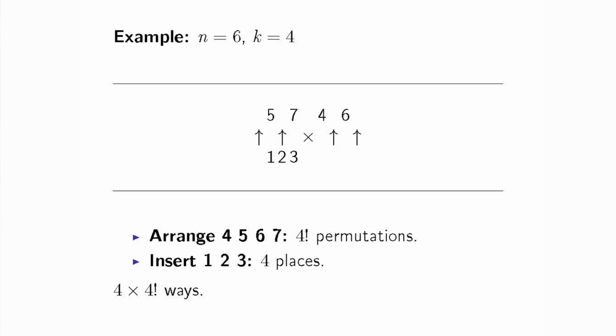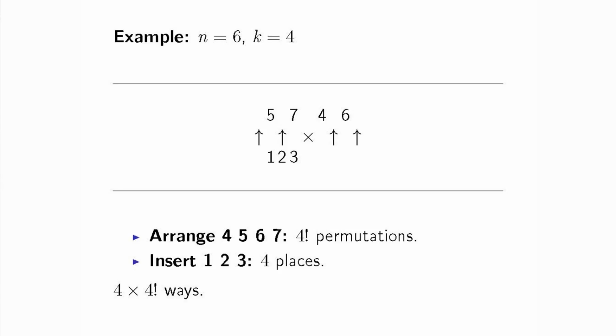How do we get such sequences? First, we can arrange the remaining numbers 4, 5, 6, 7. Then we will have 4 factorial possible permutations. Then we want to insert 1, 2, 3 in this sequence, but we don't want to put it before 4. If we put it before 4, the longest continuous rising sequence will become 1, 2, 3, 4. So we want to avoid it. So we have only 4 possible places left.